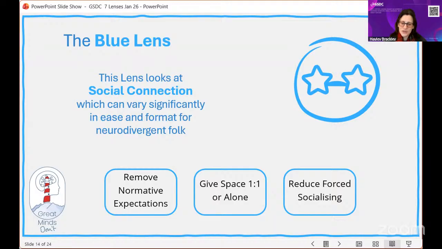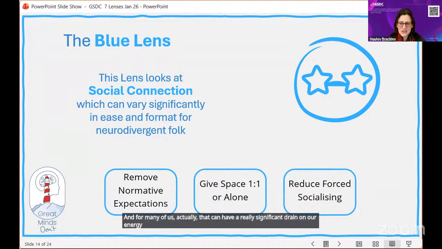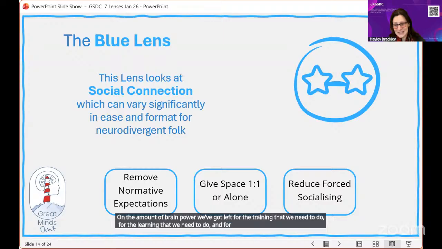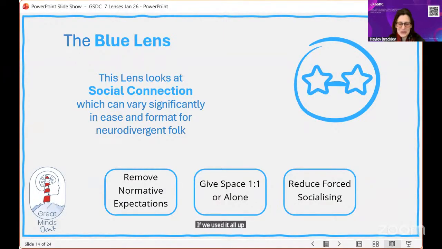Reduce the forced socializing. Not all of us enjoy small talk. Not all of us are good at small talk. And for many of us, actually, that can have a really significant drain on our energy, on our attention span, on the amount of brain power we've got left for the training that we need to do, for the learning that we need to do, and for the interacting that we need to do, if we used it all up doing that kind of pleasantries at the beginning.